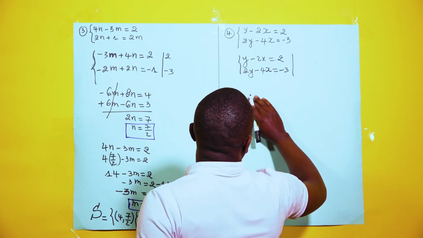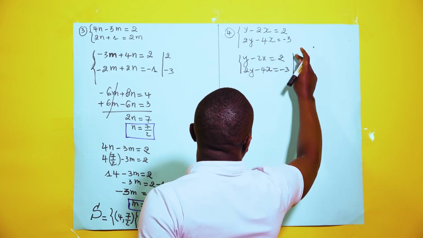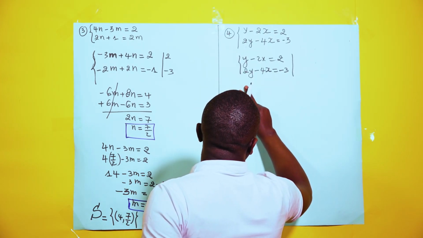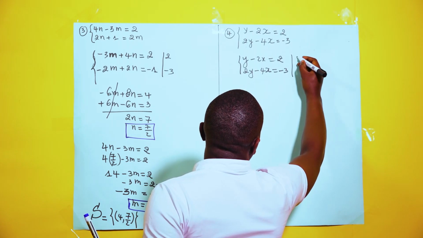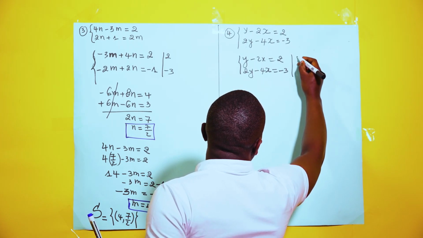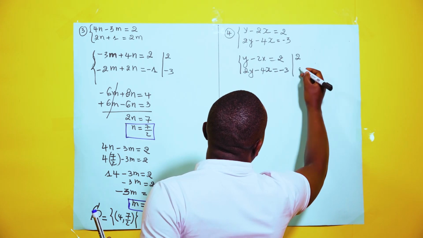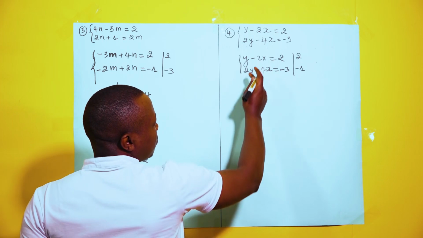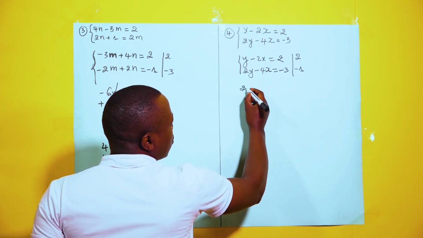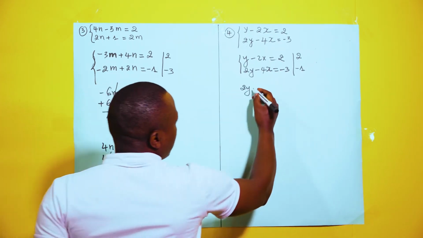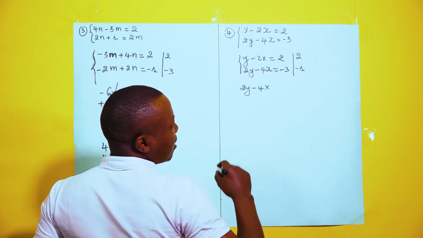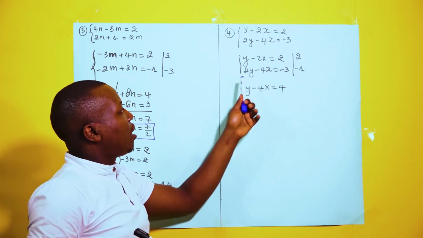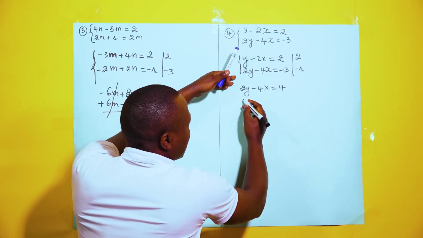Which number can we multiply on the first and the second, so that we eliminate y? Which one? You can put here 2 and here negative 1. So it is how much? This gives us 2y minus 4x equals to 4. Is it clear? Yes.